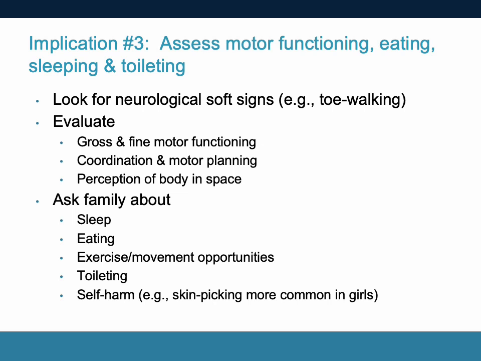A third implication we want to consider in our evaluations of young girls is I think it's really important to pay attention to motor functioning, eating, sleeping, and toileting. All of these things could be looked at as lifestyle factors that either help us have a good quality of life or can get in the way. They also have a lot to do with your overall neurological integrity and really speak to how well organized the nervous system is. We all know that when we are deprived of sleep, or we aren't well nourished, or we don't have a chance for exercise, that our mood, our behavior, our cognition are all likely to be affected. So just as I actually would make this recommendation for boys, I think it's really critical that we pay attention to these things in the girls.